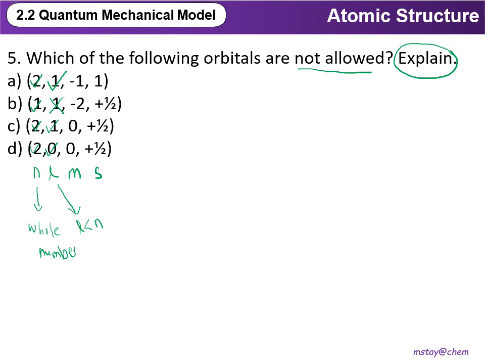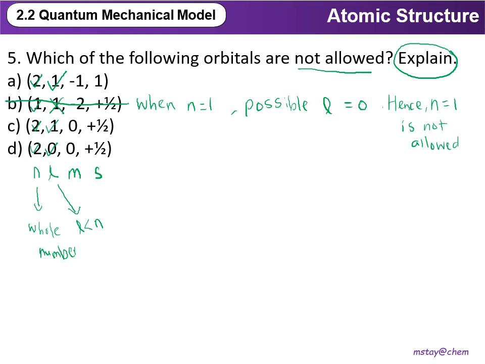So we will say when n equal to 1, the possible l value equal to 0. Hence, l equal to 1 is not allowed. So we already settled question B, so we can remove B.